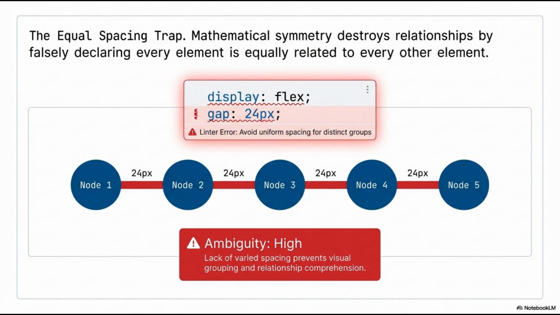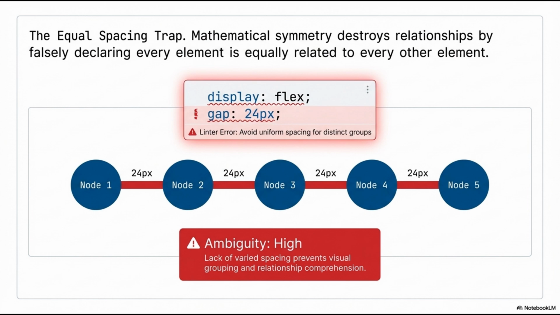Man, I have to admit, I am definitely guilty of falling into a trap here, and I know I'm not alone in this. Oh, let me guess. The equal spacing trap. The equal spacing trap. Because engineers, we just love mathematical symmetry. We love tools like Flexbox. Flexbox makes it so easy. Too easy. It is so tempting to just set a container to justify content, space between, or apply a universal gap: 24px to every single element on the page.